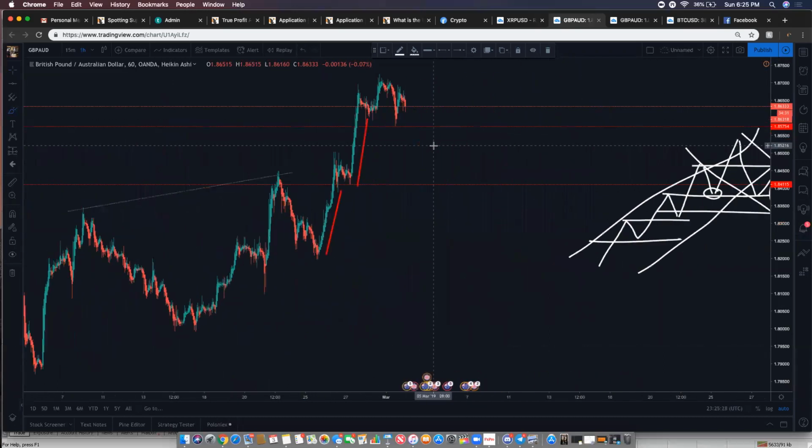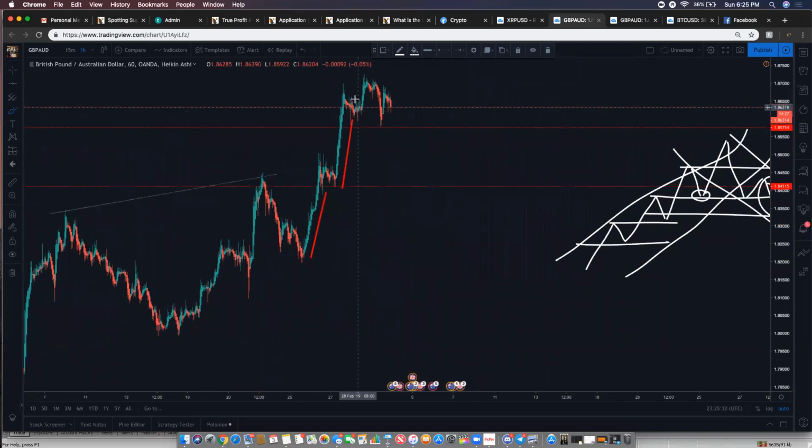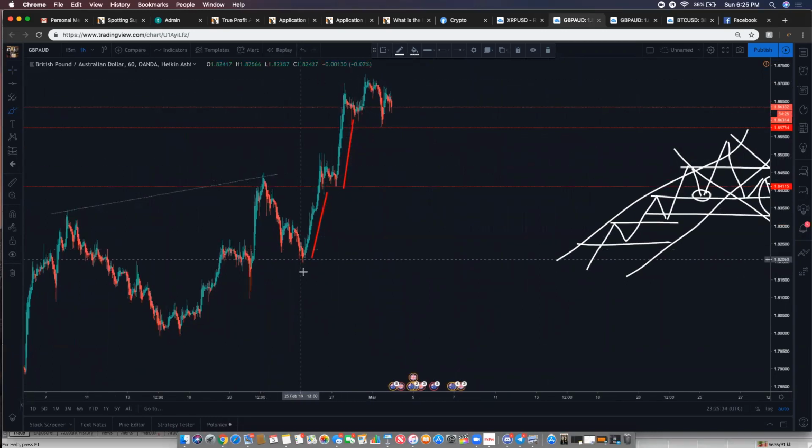Let's go ahead and focus back on this movement that the market is doing. So let's say this was 0, this was 1, this was 2, this was 3, this was 4, and this was 5.